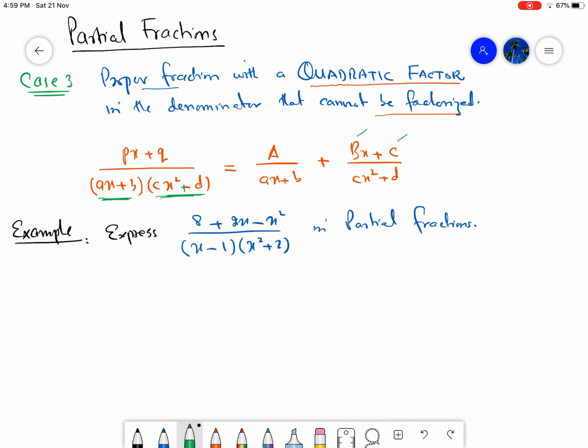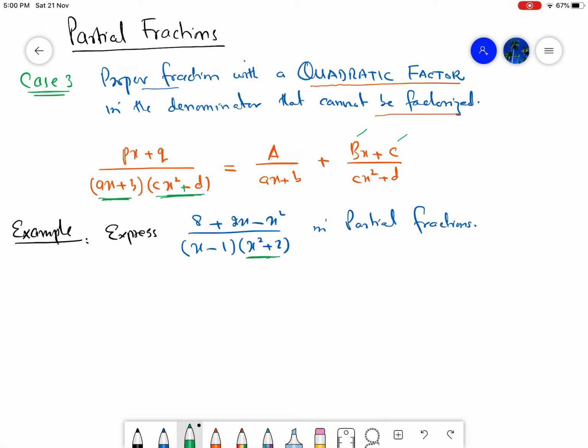So let's have a look into the example. Here, express (8 + 2x - x²) divided by (x - 1)(x² + 2). So this is the quadratic part here, and we have to express this one in partial fractions.